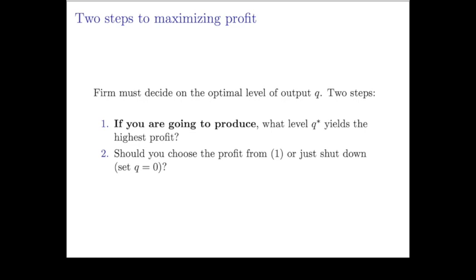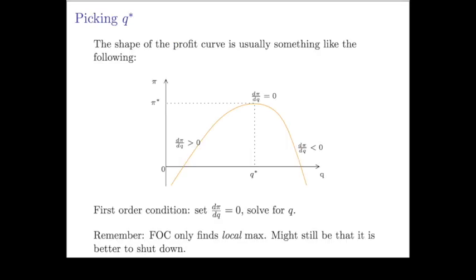So let's look at what it means to pick the optimal level Q star, and then we can talk more about the second part, where you decide whether you should shut down or not. The shape of the profit function is typically going to look something like this. Given certain assumptions that we're going to make on the cost function, the profit function is going to be a concave function.